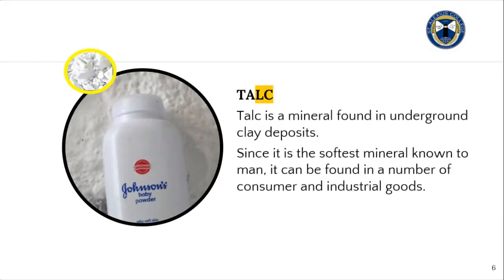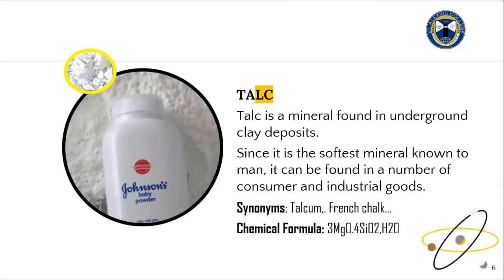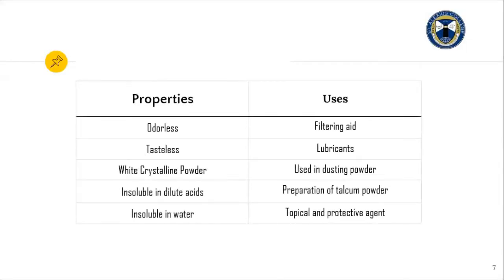Talc is known as the softest mineral and can be found in a number of consumer and industrial goods. It is also a mineral found in underground clay deposits. The other term for talc is talcum, purified talcum, or French chalk, and this is the chemical formula of talc, 3MgO·4SiO2·H2O.